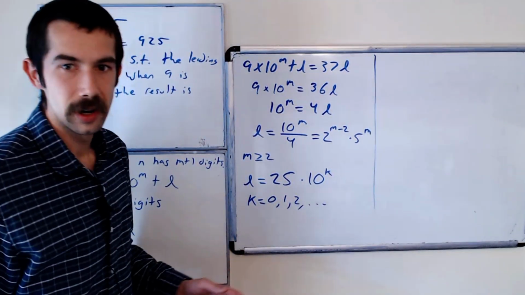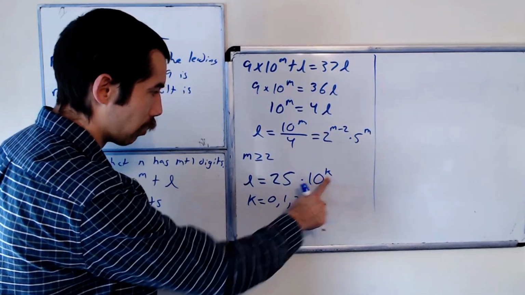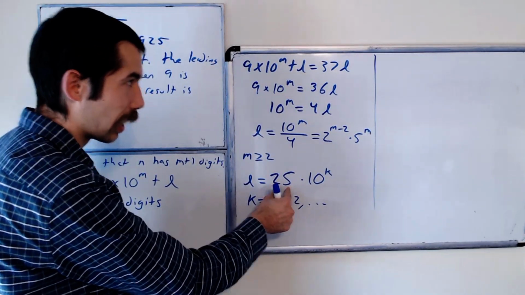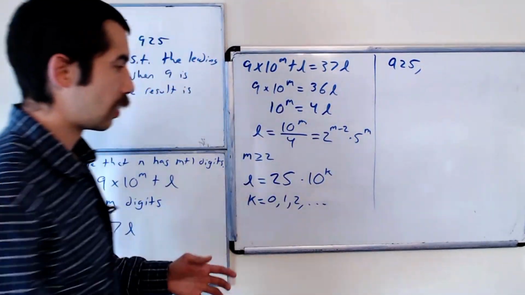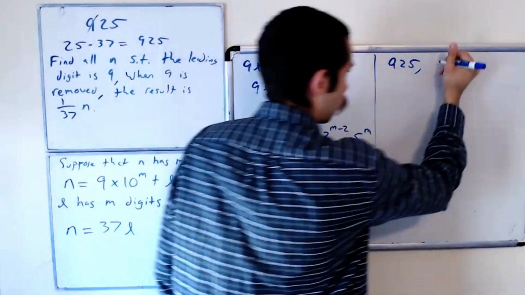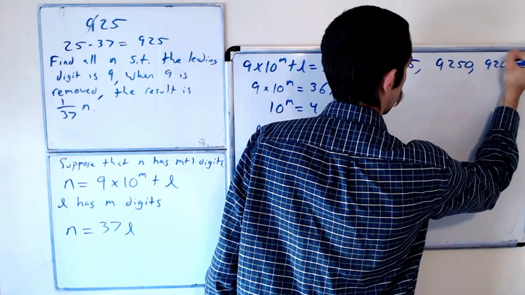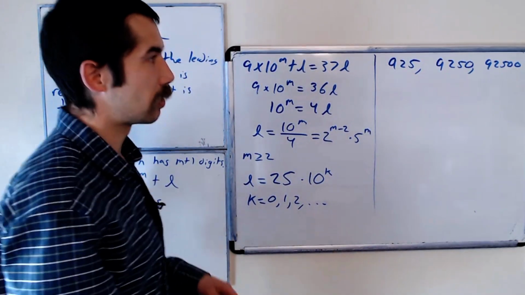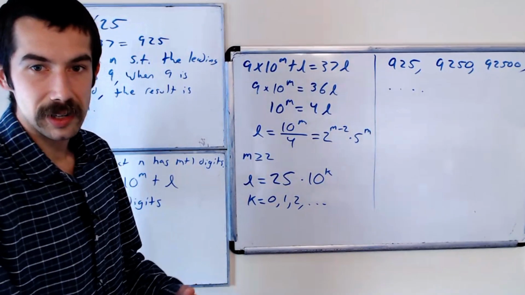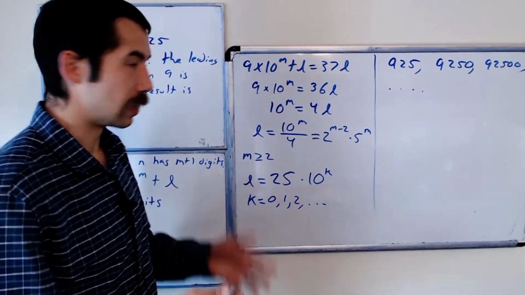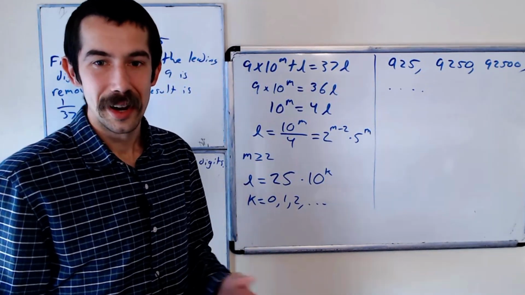There's no restrictions. So the numbers that satisfy our two properties, well, when k equals 0, that would tell us L is equal to 25. We still have that leading 9, so 925 is the smallest. The next one would be 9,250, then 92,500, and so forth. Every time you add a 0 to the end, it's another number that satisfies these conditions. And these are the only numbers that satisfy these conditions.